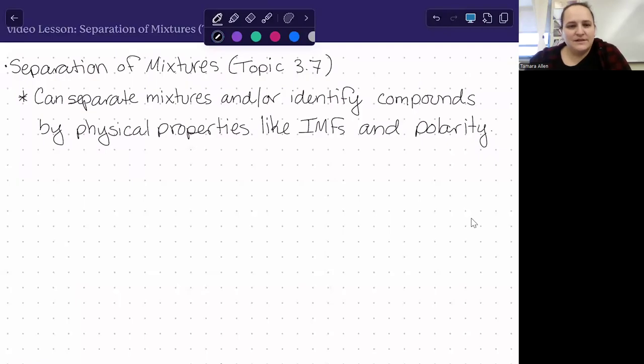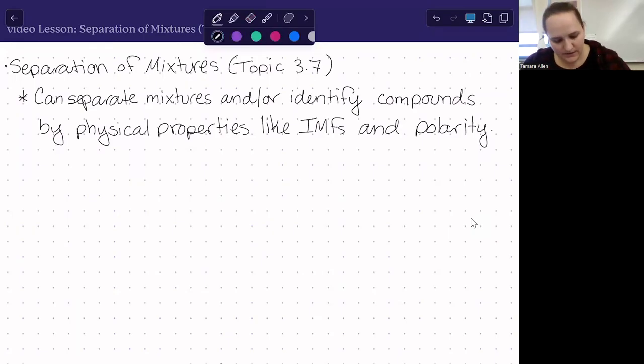Hello friends, in this lesson we're going to be talking about a few different ways that we can separate mixtures of different compounds and in some cases even identify those compounds using the differences in their physical properties like their intermolecular forces and whether or not they're polar or the extent to which they're polar. So we'll be talking about two categories of experimental technique and three total techniques today that we can use.